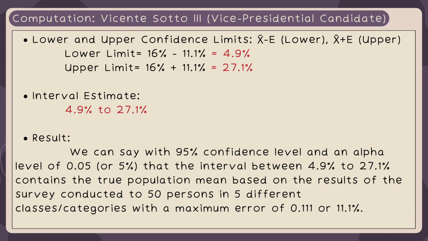And the final statement is, we can say with 95% confidence level and an alpha level of 0.05 or 5% that the interval between 4.9% to 27.1% contains the true population mean based on the results of the survey conducted to 50 persons in 5 different classes or categories with a maximum error of 0.111 or 11.1%.